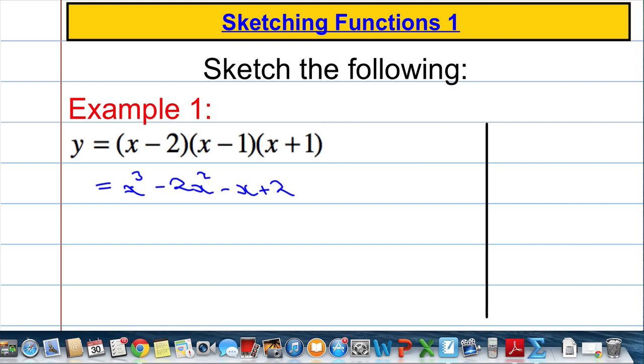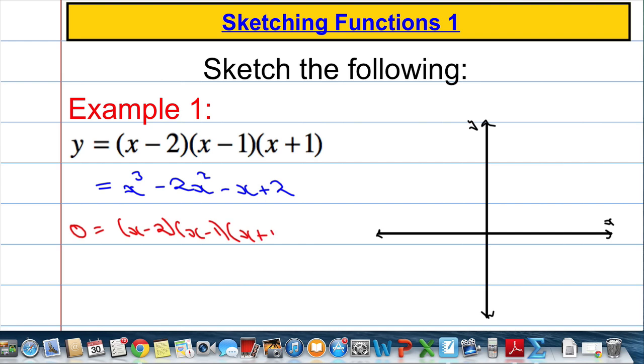Okay, so set of axes. We should really label the axes. We would have this as the x-axis and this is the y-axis. Now the first thing to think about is if y was equal to 0, we would have x minus 2 times x minus 1 times x plus 1. So we have a product of 3 terms, giving an answer of 0. That means one or all of those terms are equal to 0.